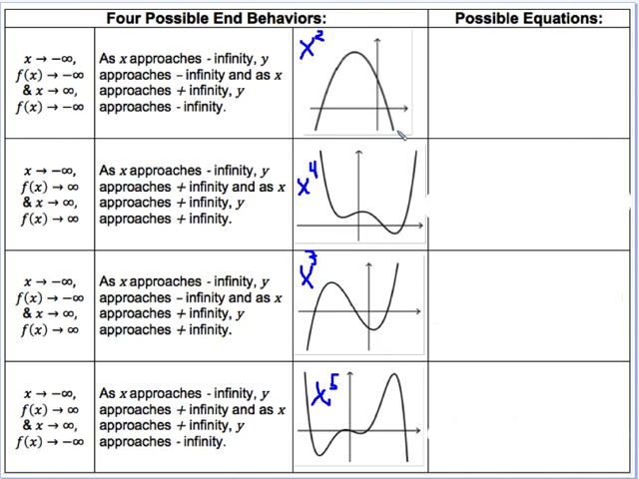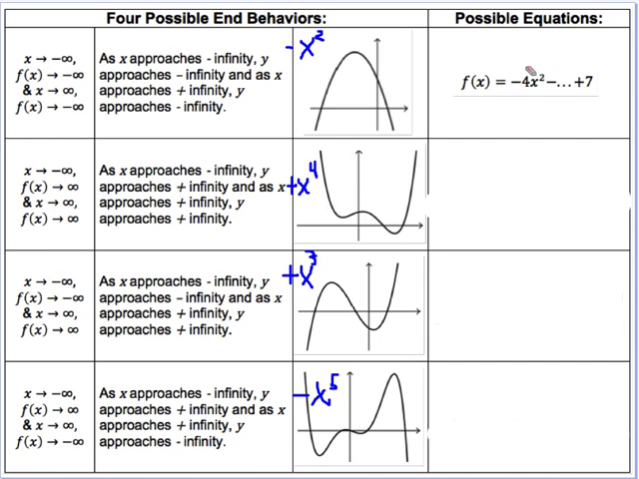Now, because the right side is going down, this is going to be negative. The right side is going up, so this will be positive. The right side is going up, so you've got a positive function again. And then the right side is going down, so it's going to be negative again. So if you look at the 4 possible equations that are on the paper with the graphs, you should be able to match up the correct functions.